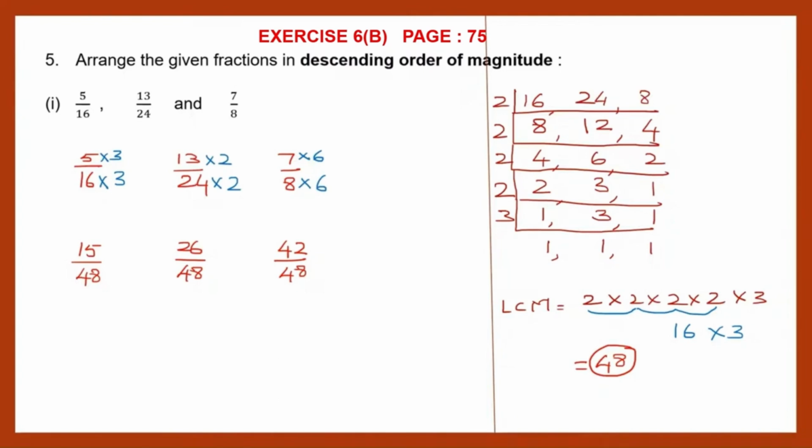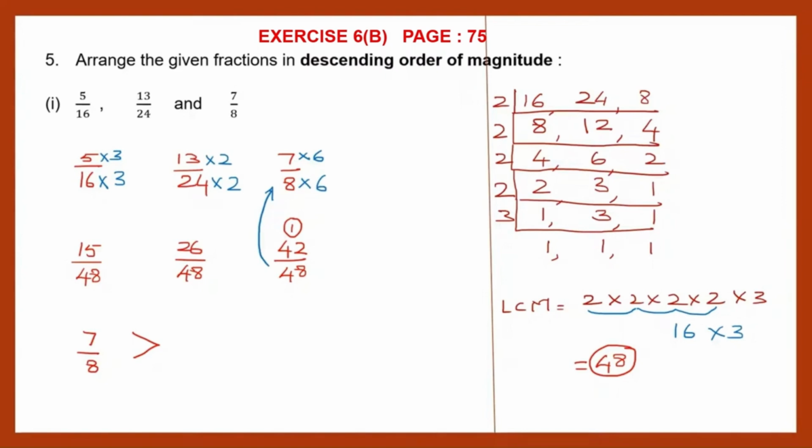Okay, so now we have got three fractions here, and as you can see, the denominators are all the same, so they are like fractions. Now we can look at the numerators and arrange these fractions in descending order. So the biggest numerator is 42. So we write 42 by 48 first. That's the greatest fraction here, which is 7 by 8. So let's write down 7 by 8 is greater than.